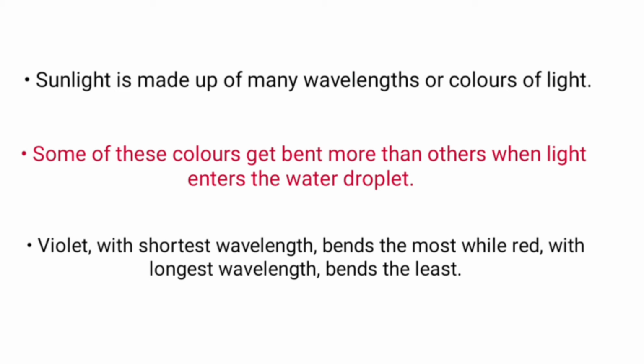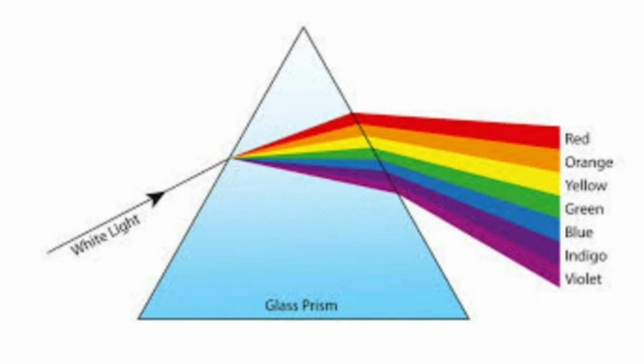Violet color, with shortest wavelength of visible light, bends the most, while red color, with the longest wavelength of visible light, bends the least. The bending of different colors can be seen here when white light passes through a glass prism.